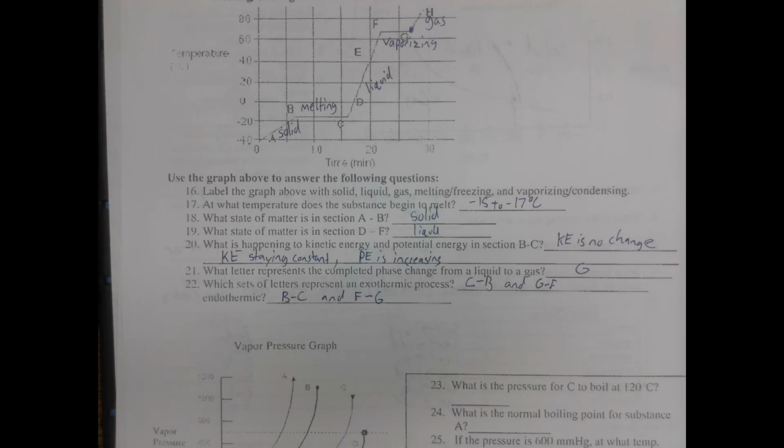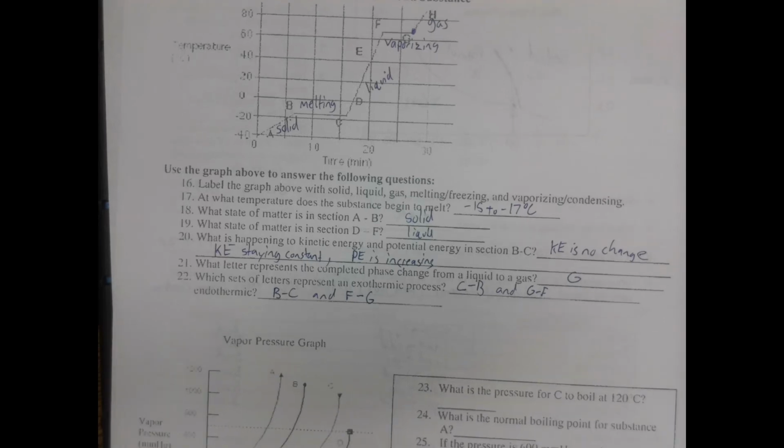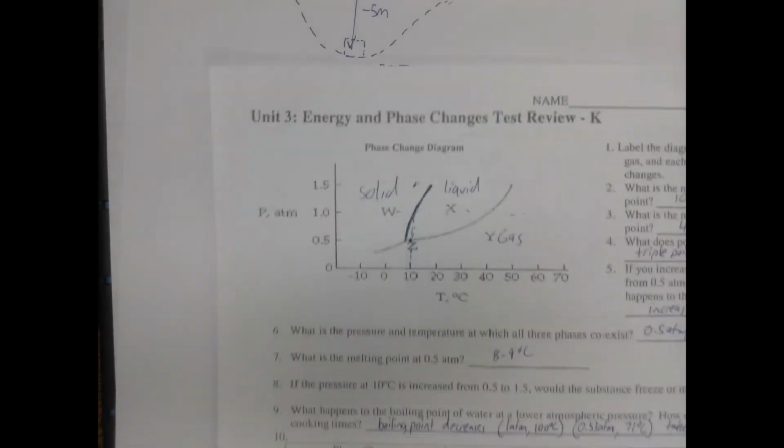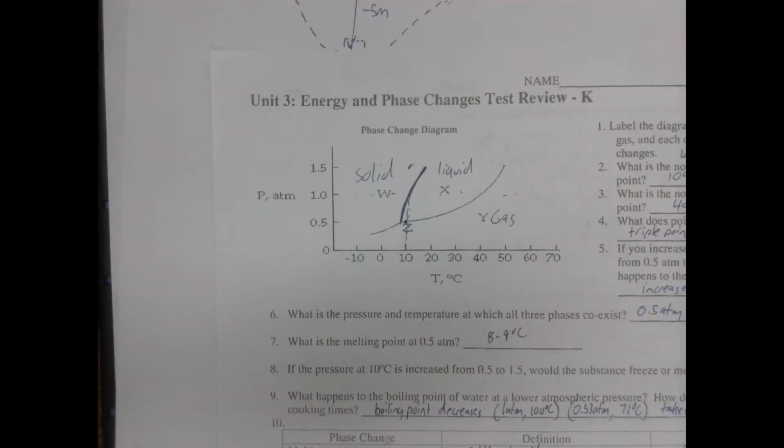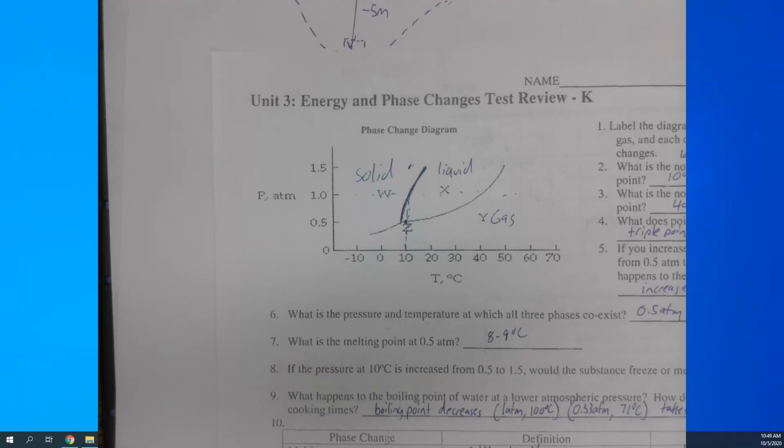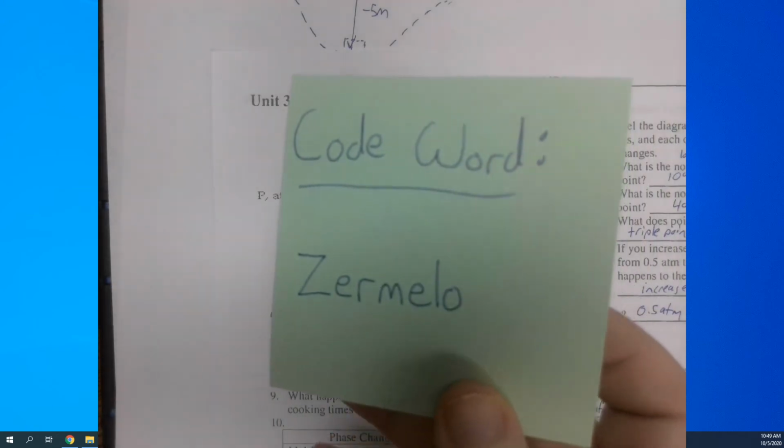So let me pull up the test and actually look at it. By the way, the code word of the day.